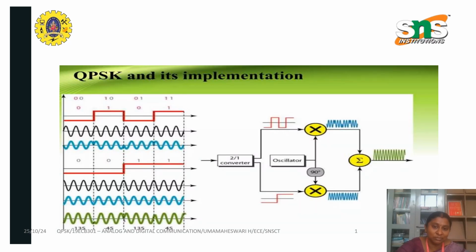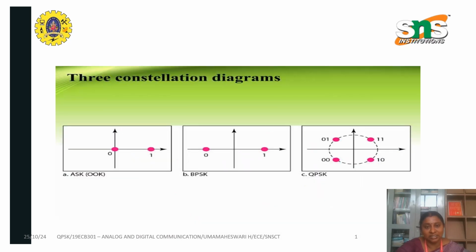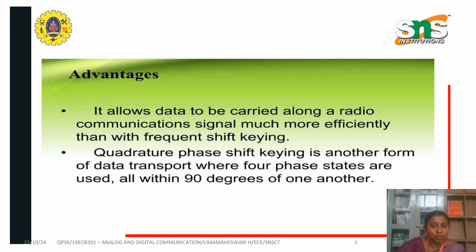In the QPSK implementation, we have a 2 by 1 converter, then an oscillator. From the oscillator, we have multipliers and it goes up to the summation. Then three constellation diagrams are there. The first one is ASK, the next one is BPSK, and the final one is QPSK.